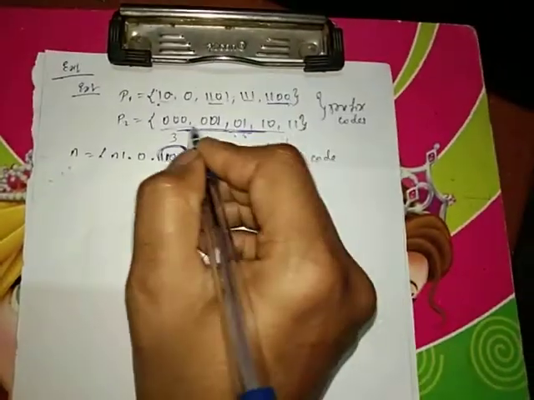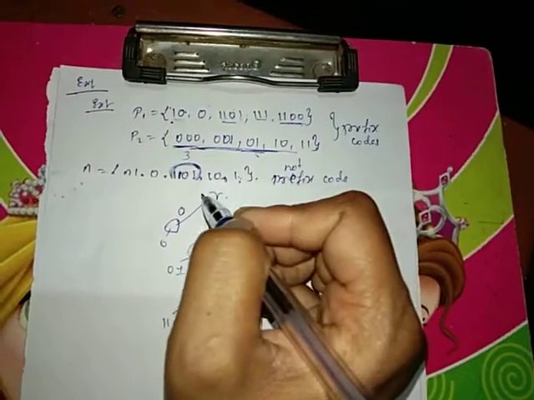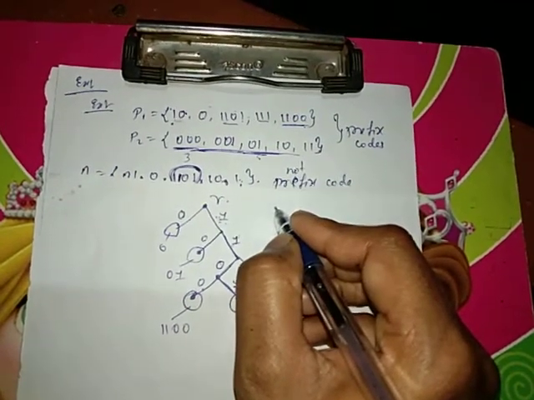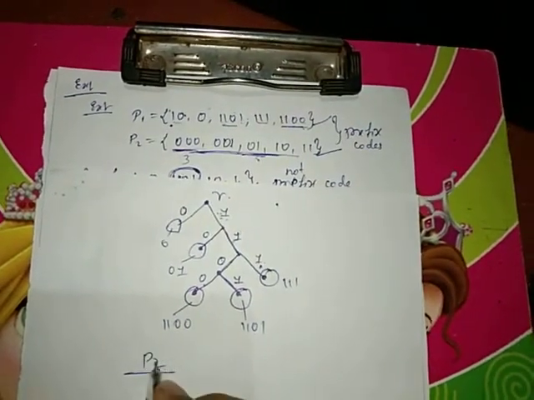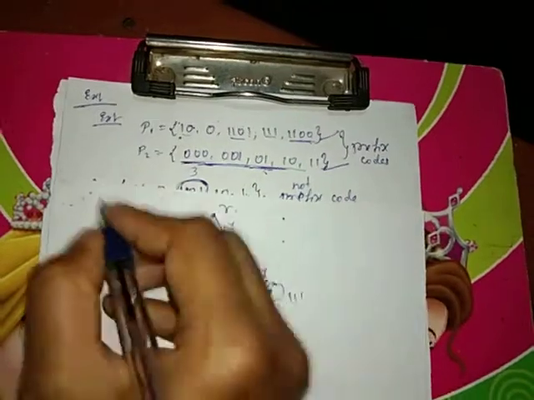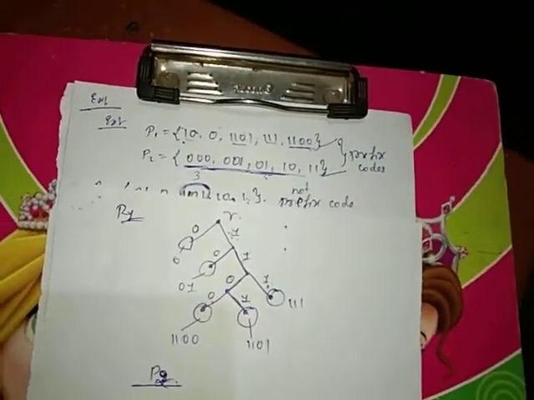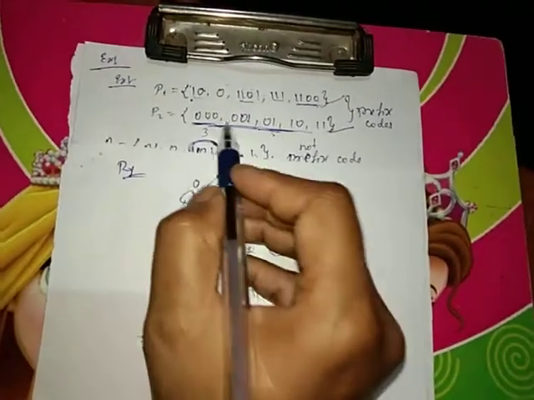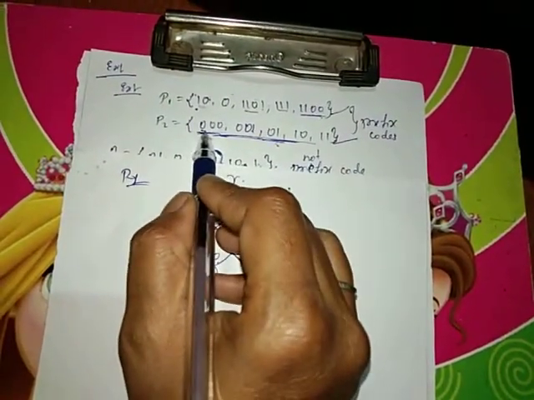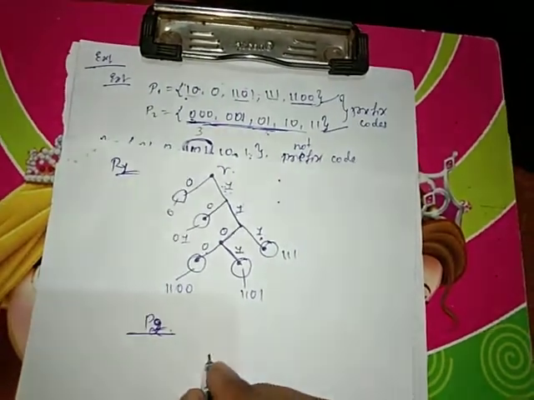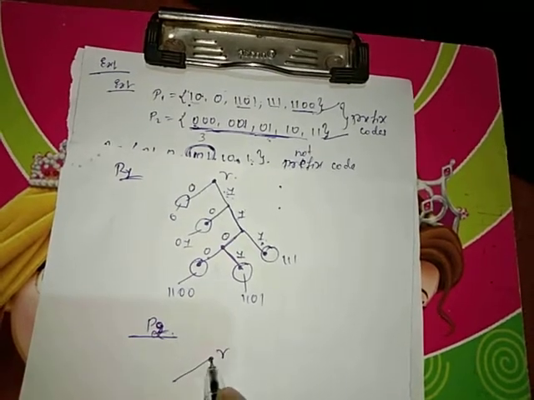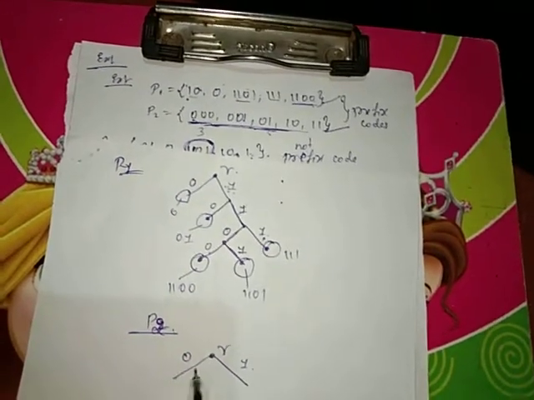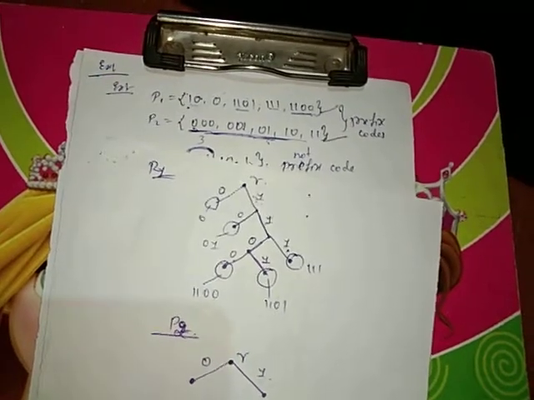Now go for the second one, P2. So we have constructed the tree for P1. Now I am moving to the second prefix code P2. We constructed a binary tree for P1 here. Now I am going to construct the tree for P2. The highest length of this will be 3. So consider the first R here. Split it into two parts, 0, 1. Left side will be assigned 0, right side will be assigned 1.